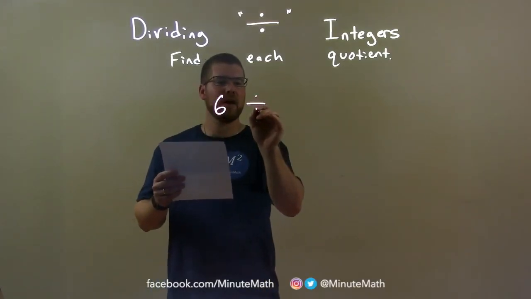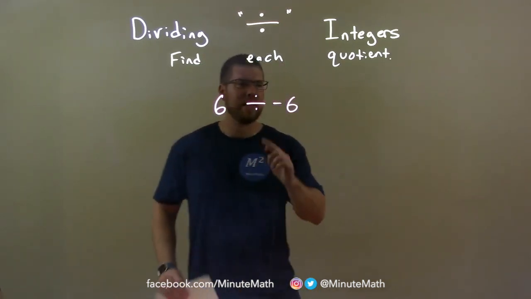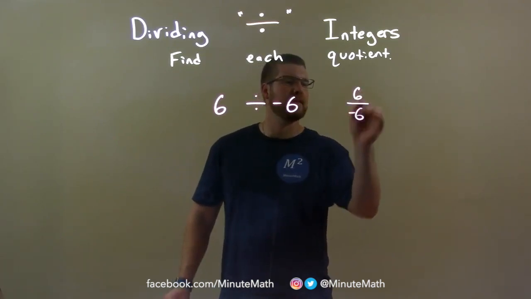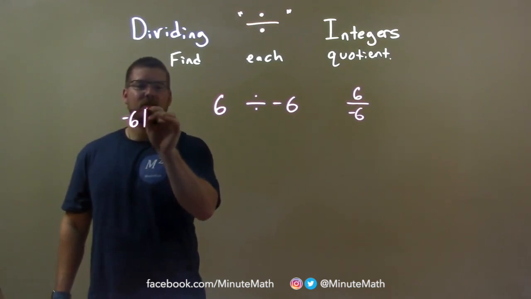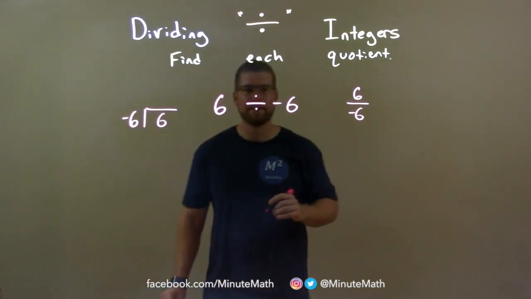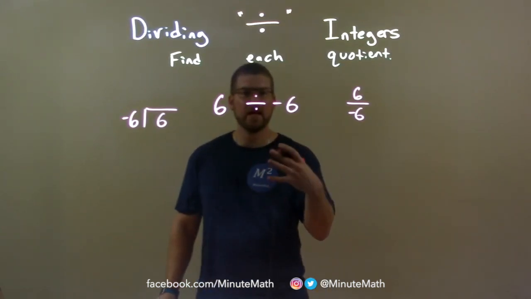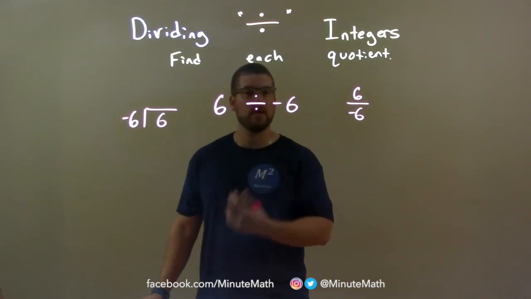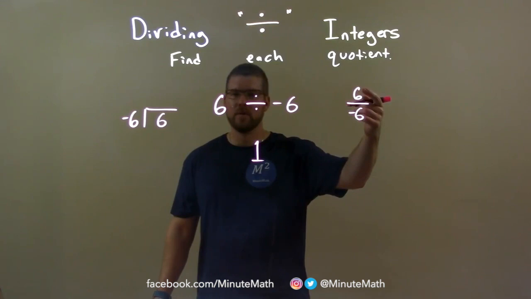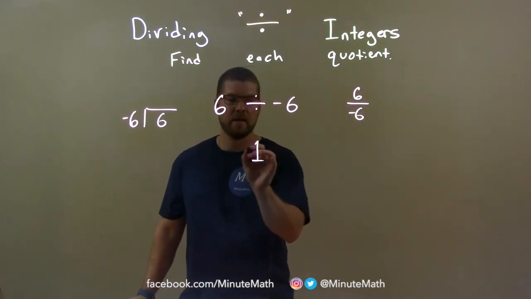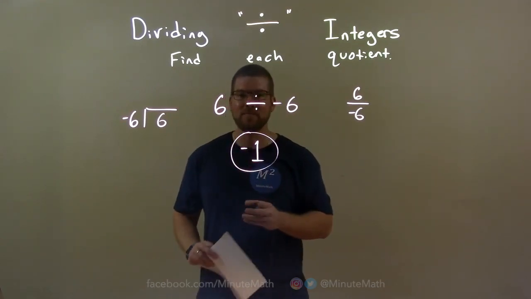6 divided by -6. So we have 6 divided by -6. Now, we might see this as a fraction, like this: 6 divided by -6, or in long division, -6 goes into 6. All right? Well, I don't really worry about the negative right now, and I just think, well, 6 divided by 6. Any number divided by itself is always going to be 1. So we have 1 right here. Now, the second part is a positive number divided by a negative will always be a negative. So we have a negative 1. So our final answer here is just negative 1.